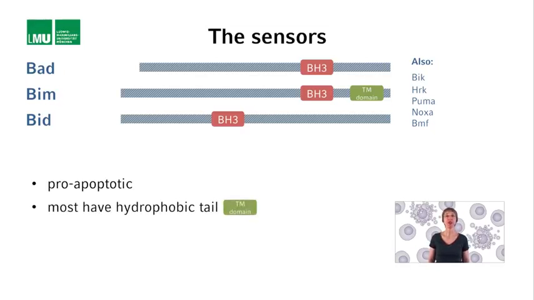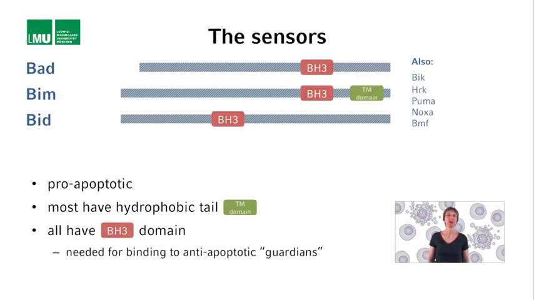Most sensors have a hydrophobic tail and all have a BH3 domain. The BH3 domain is the domain of the protein that is necessary for the ability of the sensors to bind to the anti-apoptotic guardians, such as BCL2. This domain is therefore also called the ligand domain. Apart from the BH3 domain, the sensors show no significant homology to members of the other subgroups or to themselves.